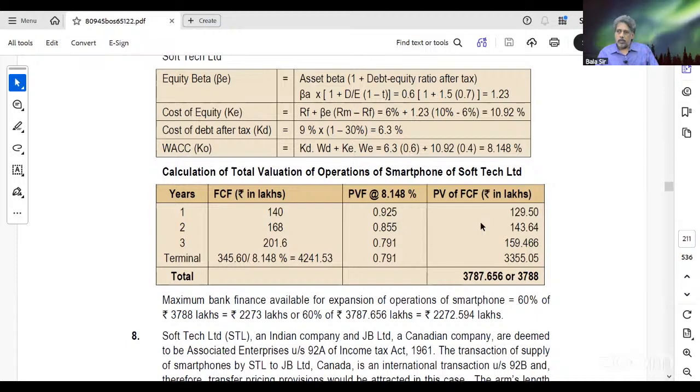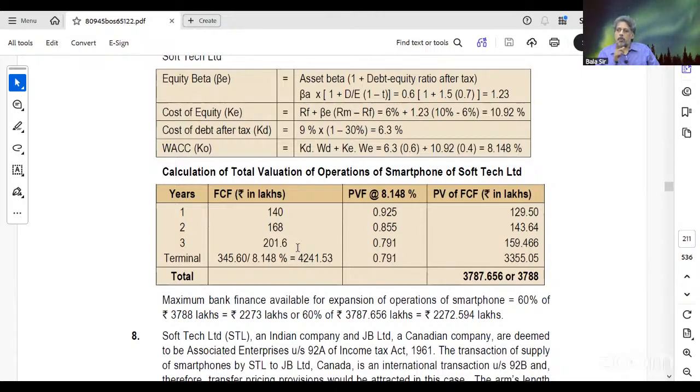To 0.855 and then 140 into 0.791. Present value is equal to 159.46. Then next, terminal value. How to find the terminal value? What I will do, I'll take the expected cash flow for the 4th year divided by Ke.